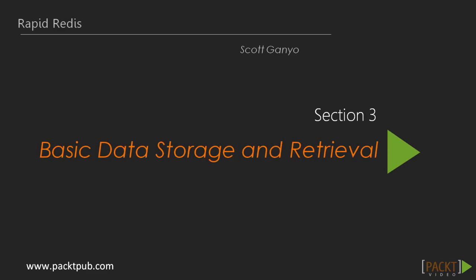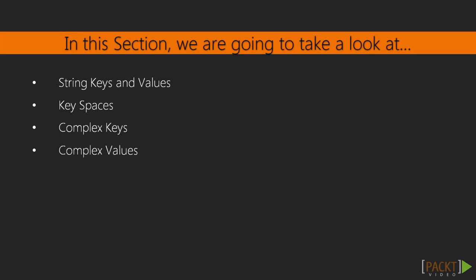Section 3, Data Storage and Retrieval. In this section, we're going to take a look at actually working with the database. We're going to see how you store string keys and values in the database. We're also going to look at how key spaces work, and we're going to look more at how you can use complex keys and some of the basic data structures or complex values in the database.